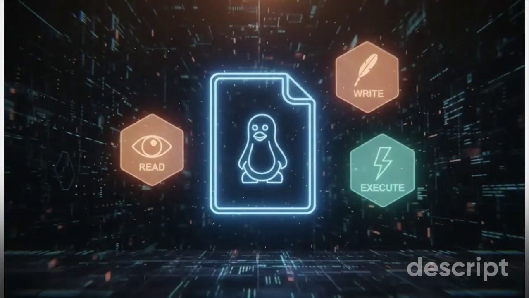In Linux, every file and directory has permissions: read, write, and execute, assigned to three categories: the owner, the group, and everyone else. This system has worked well for decades, but what happens when you need something more specific? What if you want to give a single user write access to a file without changing the owner or group? That's where ACLs come in.